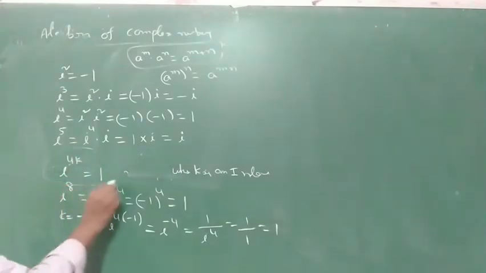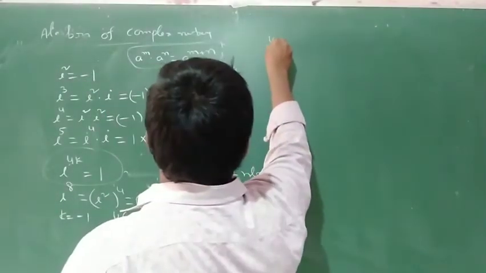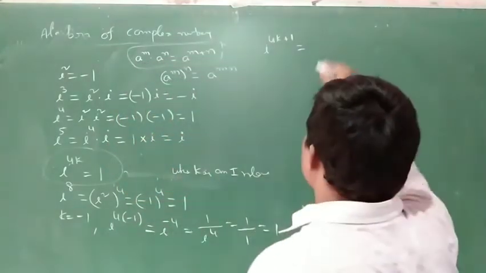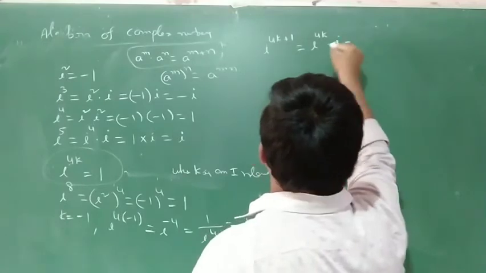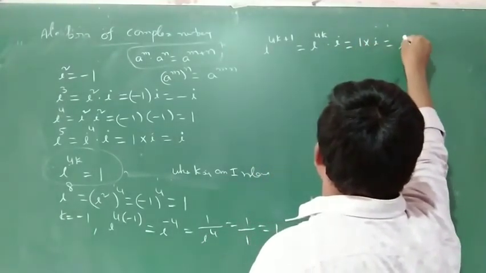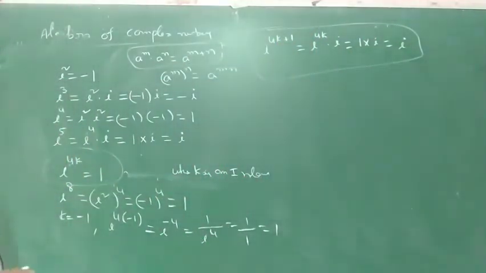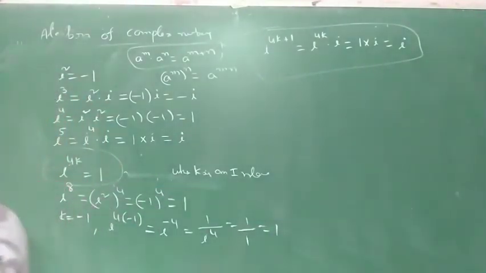So this is the result: i power 4k, where k is an integer. Next, i power 4k plus 1. i power 4k plus 1 is equal to i power 4k into i. i power 4k value 1 into i, that is equal to i. So i power 4k, where k is any integer, is equal to 1, and i power 4k plus 1 is equal to i.